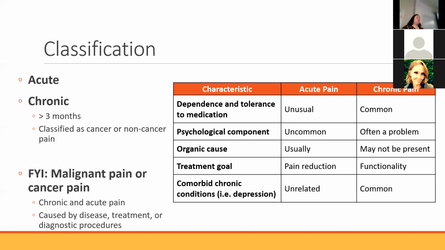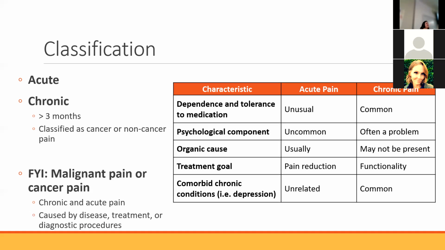In acute pain, we're really trying to reduce pain. Making sure patients realize they're not necessarily going to be pain-free, but it should be better. We'll try to get them close to pain-free, and for it at least to be tolerable.